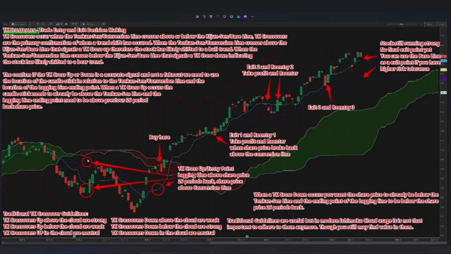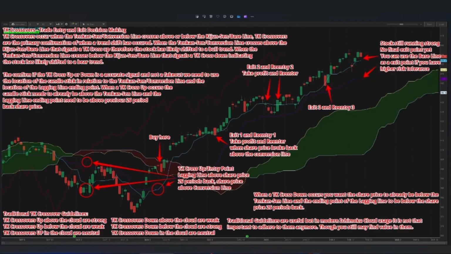You also want to look back at the end point where the lagging line ended during that TK crossover when it happened. So the lagging line would have ended right there in line with share price, which is right here, when this TK crossover to the upside happened. And this endpoint for the lagging line is above previous candlestick price action, which indicates that current price action is more bullish than previous price action 26 periods back. So that's why you would buy here on the TK cross, you would buy on that candlestick, and then you would ride that share price up.